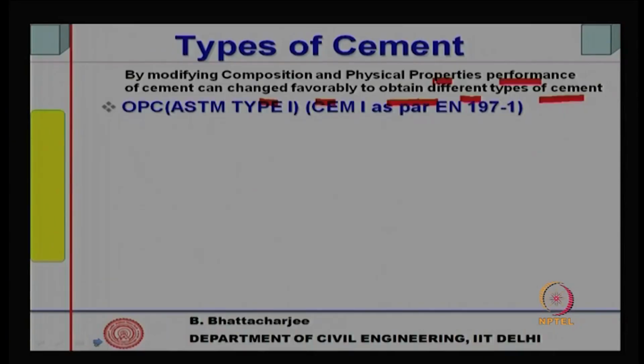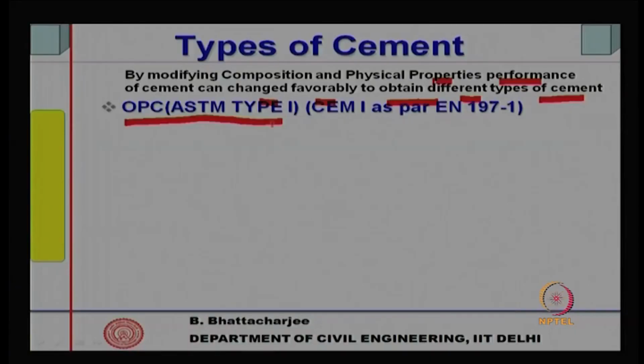Well, ordinary Portland cement is the most commonly used cement for many years. However, currently perhaps it is not the most commonly used cement, because some of the blended cements have become quite popular all over the world. This cement is known as type 1 cement as far as the American Society for Testing and Materials, ASTM, is concerned, or CEM 1 as per EN 197-1, that is the European standard. So is the case with Indian or any other country's standard.